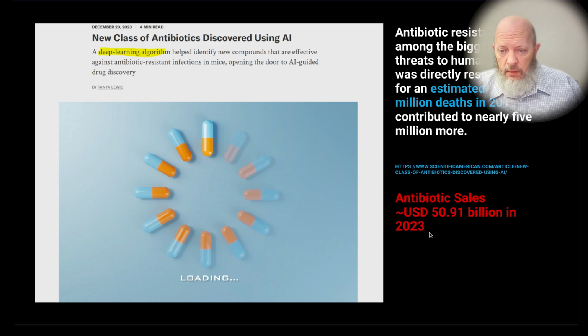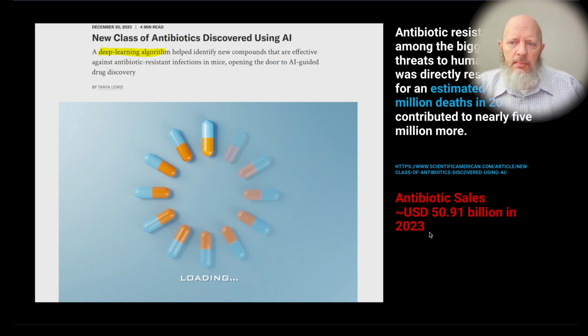This is just one of the things I thought of. A new class of antibiotics discovered by AI. So not a new antibiotic drug, a new class of antibiotics. So multiple antibiotics. A deep learning algorithm, so a neural network, helped identify new compounds that are effective against, I think, MRSA is what they were effective against.